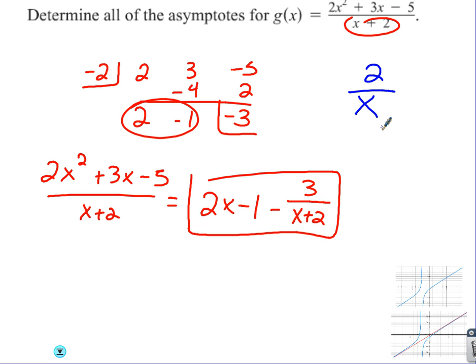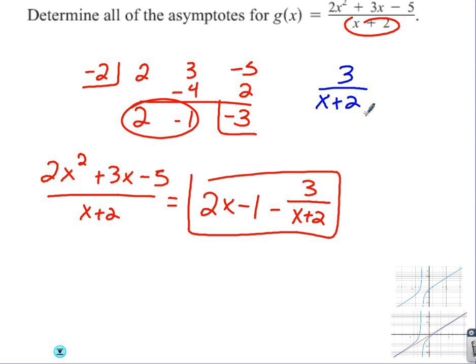Makes sense. Same thing happens as you approach negative infinity. 2 over x approaches 0. The smaller that x gets, in the opposite direction, 2 over x goes to 0. And again, you're going to do a ton of that in calculus. Calculus talks about limits and what happens as your x values get bigger and bigger or smaller and smaller. We'll take 3 over x plus 2 now and do the exact same thing with it.